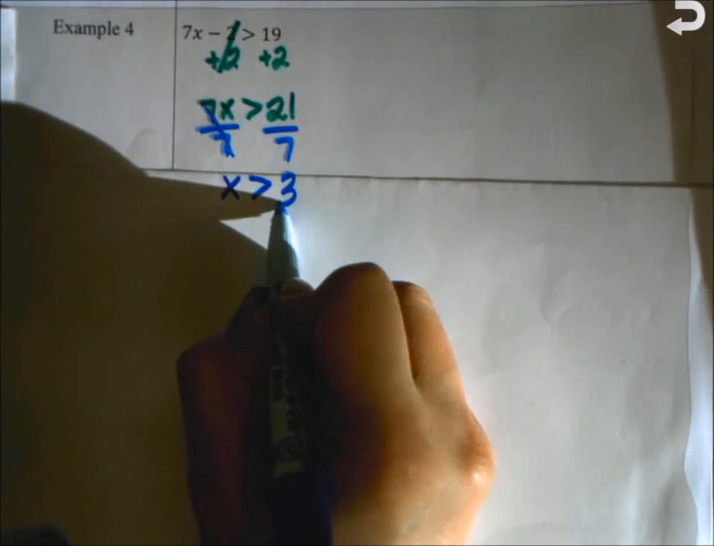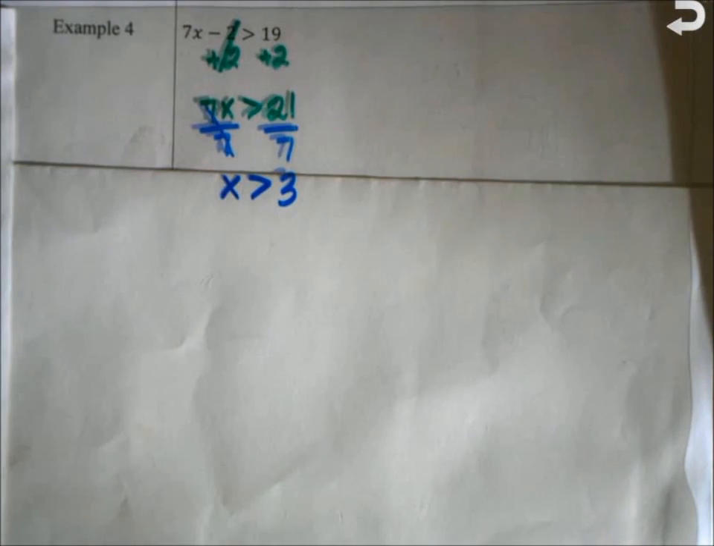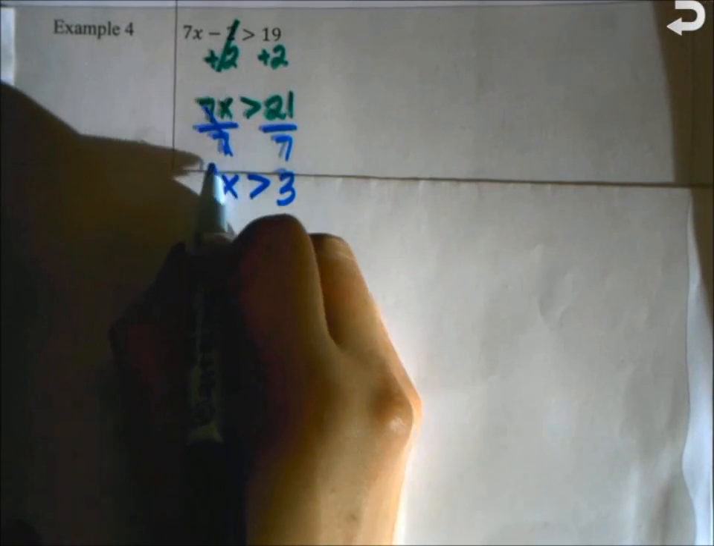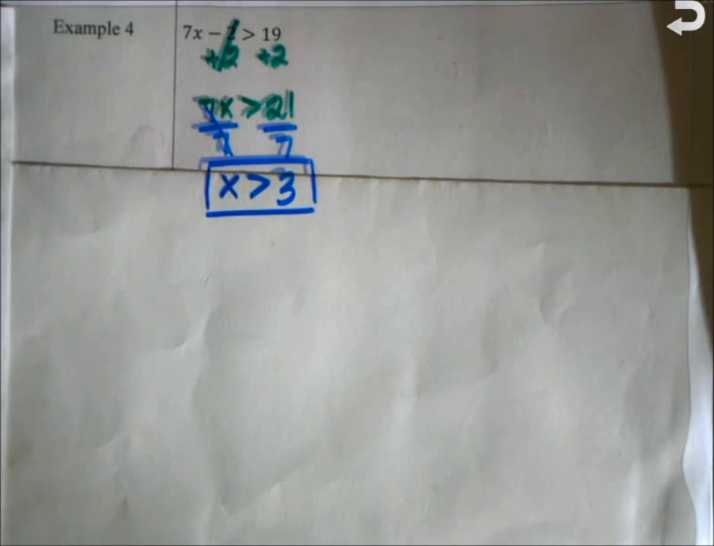Can someone please tell me how I would check this answer? I'm not going to do it, but I want to know how I would check it. Marco, how would I check it? I plug in the 3. Can x equal 3? Look at my inequality. X is greater than 3, so can x equal 3? You have to plug in something bigger than 3. Good. So what is a good one to plug in?